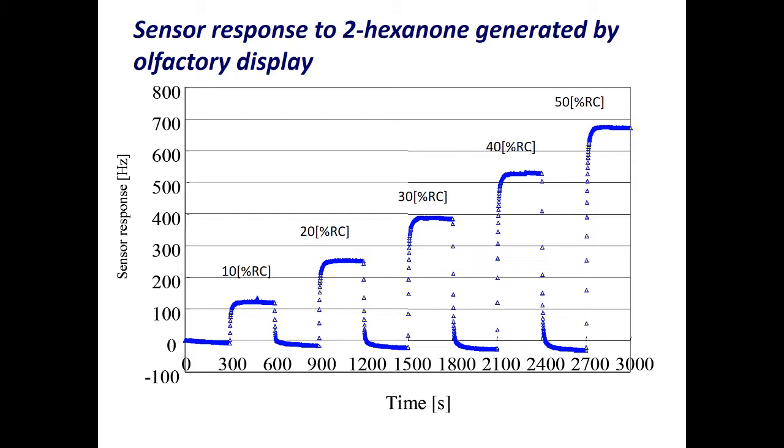And this one is a specified concentration: 10%, 20%, 30%, 40%, 50%. According to the specified concentration, the concentration changes here. And there is no switching noise of the solenoid valve appearing on the output.